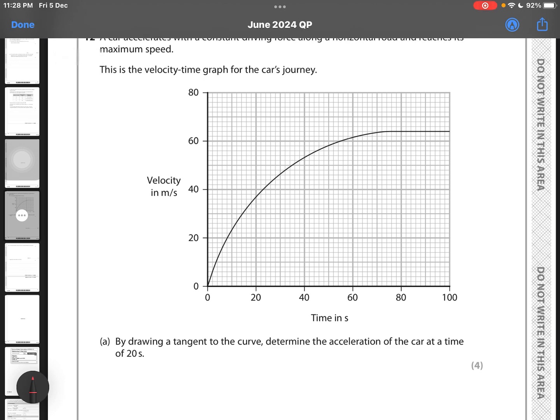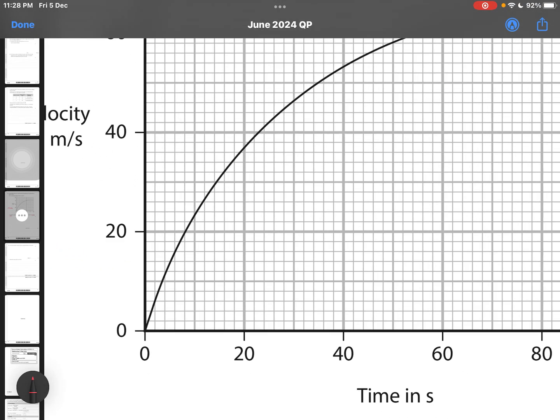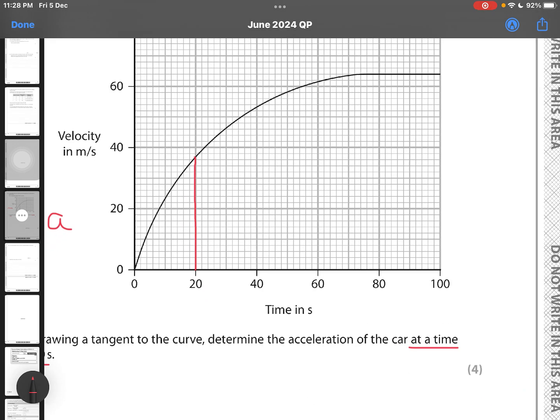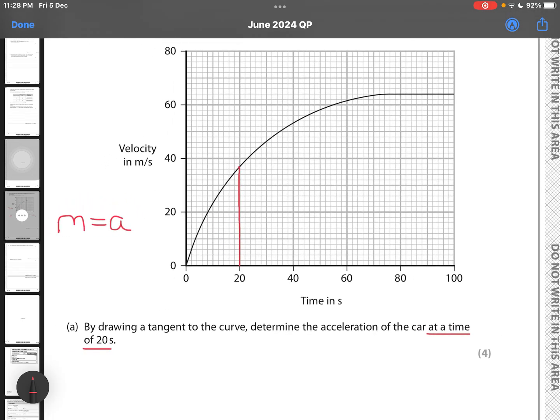Okay, so to find the acceleration from a velocity time graph, we need to find the gradient. So the gradient is m. So the gradient is acceleration. Now, here's the twist. They said at a time of 20 seconds. So 20 seconds is here, right? Now, at 20 seconds, we have to draw a tangent. Remember, guys, to find the gradient, we need to draw a tangent and then find its gradient.